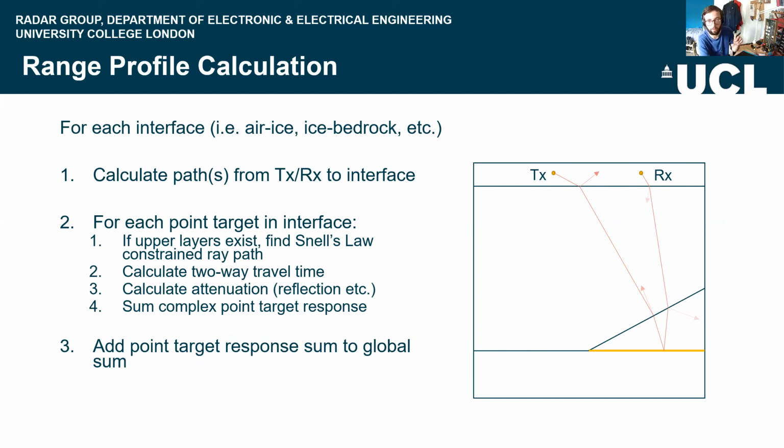For each of those interfaces that we've identified, we want to sum the point response from all of the point or line targets that we have along that interface. So we calculate the path from the point target through any intermediate layers to that interface. For each target, we find the transmission path constrained by Fresnel's law and Snell's law. That's finding the minimum travel time constrained by Snell's law. Then we calculate the attenuation that our array experiences and sum those complex point target responses, and ultimately sum those for each layer within the model. And then we have our deramped FMCW signal at the end.